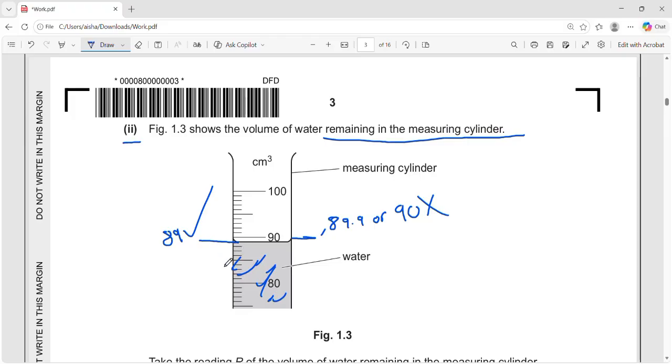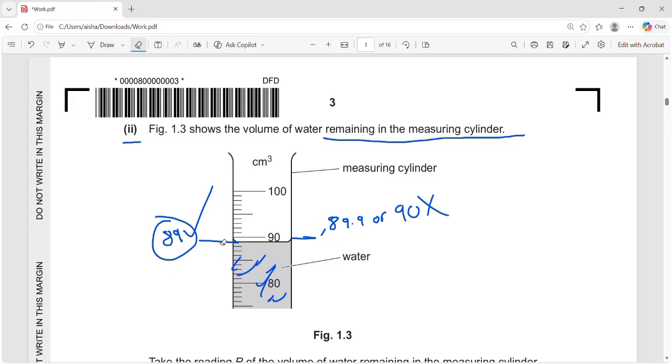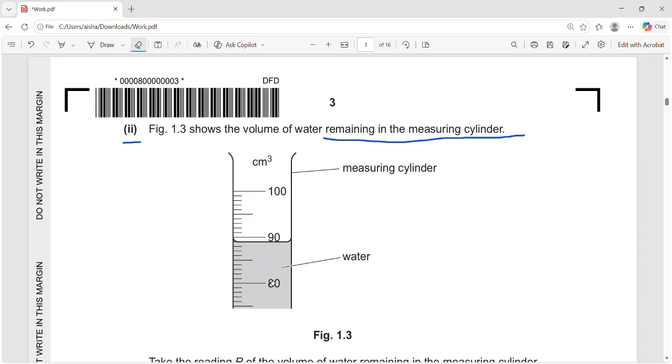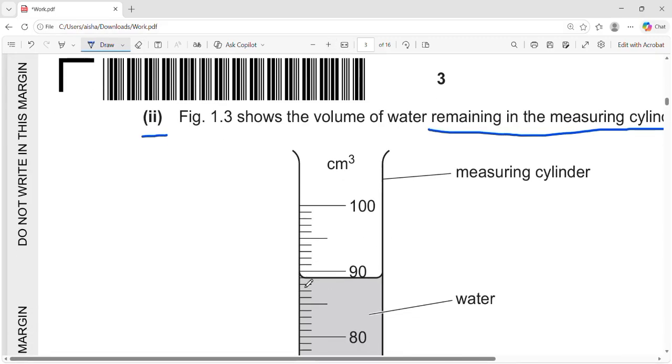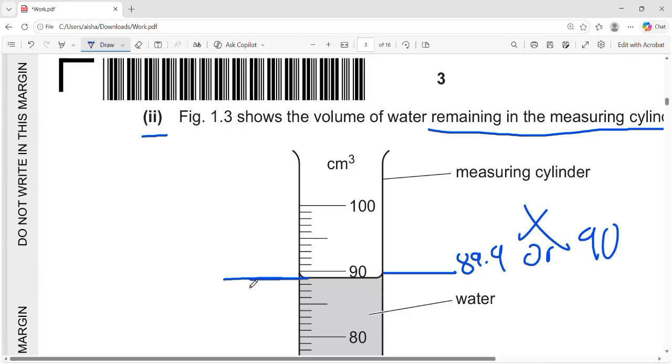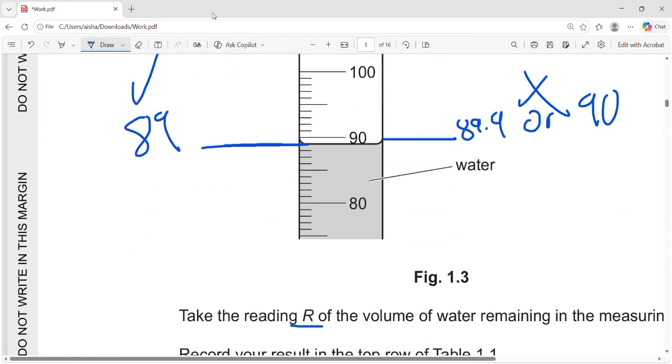Now a quick thing you should know, I'll remove all of this. Okay, you need to know this. You measure and read the scale from this part. You don't take this. You may think that this is maybe 89.9 or 90, but no, you take it from here. So this will be 89 because of the meniscus rules. Okay, so yeah, that's really important to keep in mind.